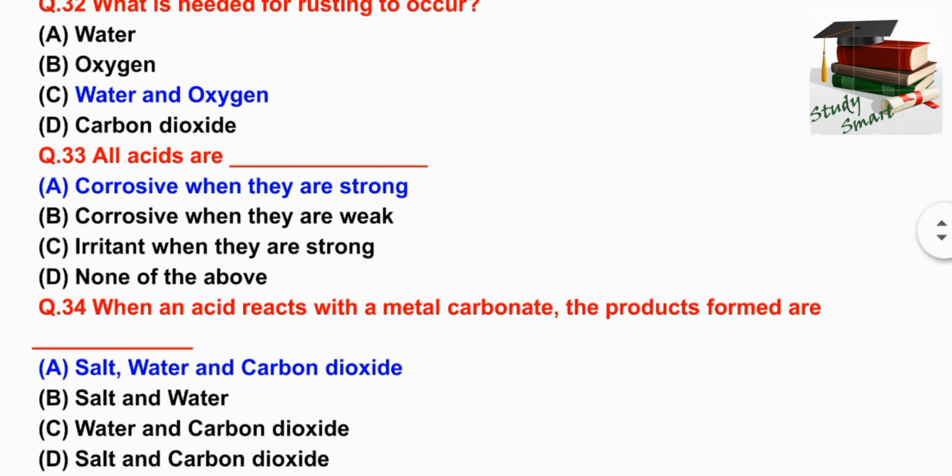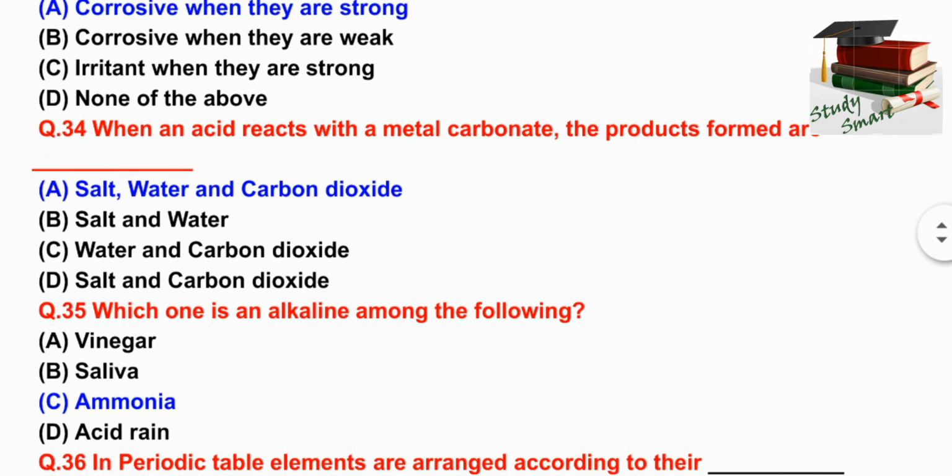Next question, all acids are dash. All acids are corrosive when they are strong. Next question, when an acid reacts with a metal carbonate, the products formed are dash. Products are salt, water and carbon dioxide.